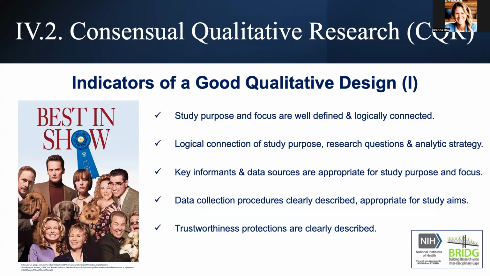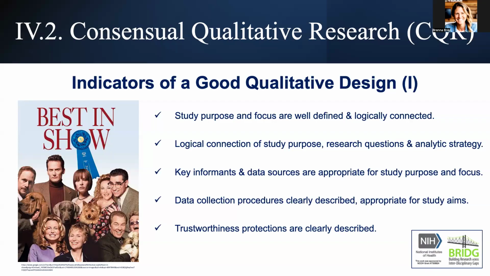Indicators of good qualitative design. And here we've got best in show over on the left. So I think we have 2 sides of indicators of good qualitative design. So these are kind of like guidelines. The study purpose and focus are well defined and logically connected. There's a logical connection of the study purpose, the research questions, and the analytic strategy, right?